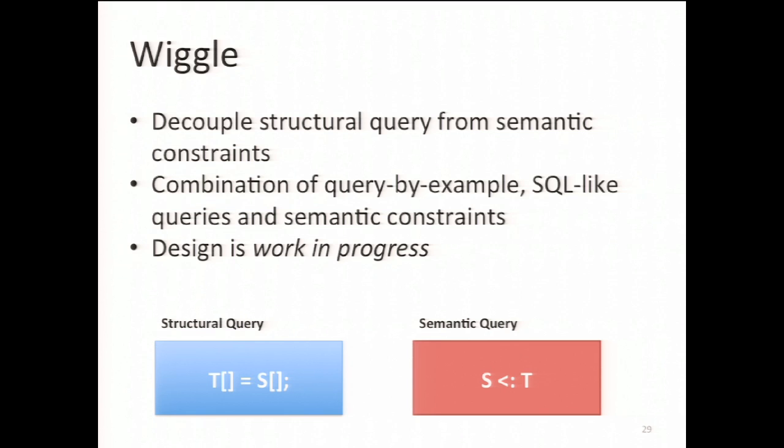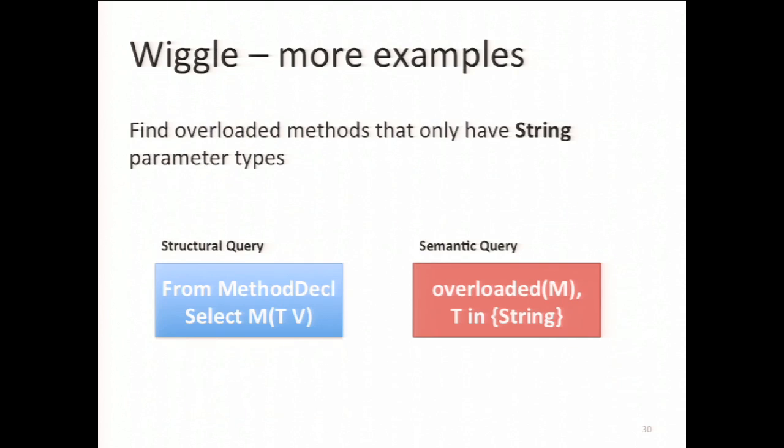So here's what he hopes the query will look like. I've already explained that. And this is the method declaration, overloaded methods. So here he selects a method name, a type, and a variable name from all method declarations. And on those tuples, he does the semantic query that the method is overloaded and that the type in the parameter list is string. So this would find all overloaded methods where the type of the parameter is string.